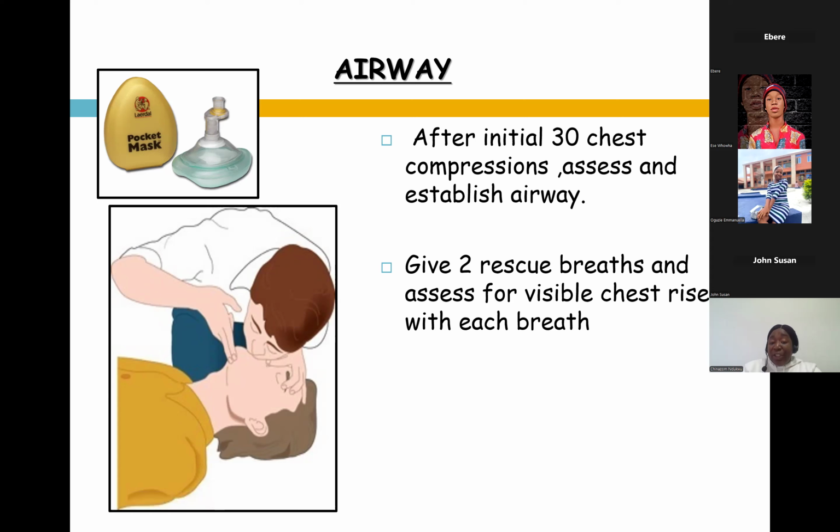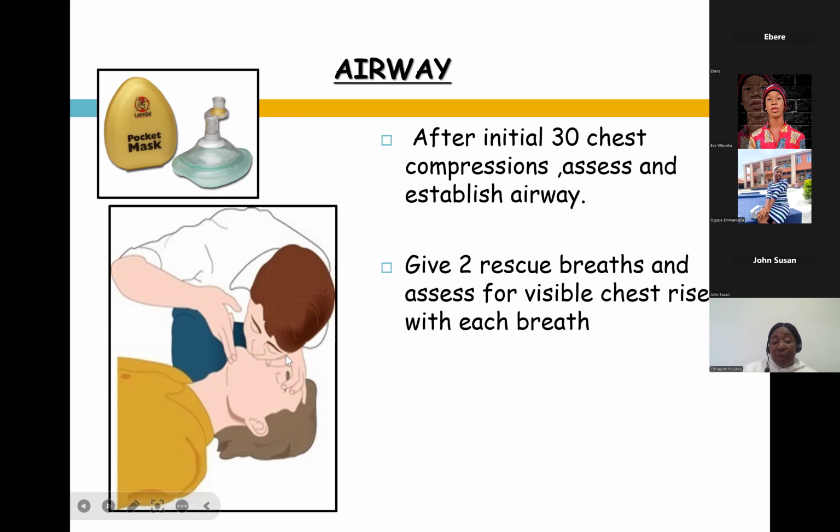As you are giving the rescue breath, you don't just push air in and stop. No, you need to make sure that the chest is rising. The way the person will breathe and the chest will expand, that is exactly what you are expected to notice when you are giving this rescue breath. If it doesn't happen, that means the rescue breath you gave was not effective. So you need to tilt the chin up, just exactly what this person is doing. Make sure you block the nose with your fingers.